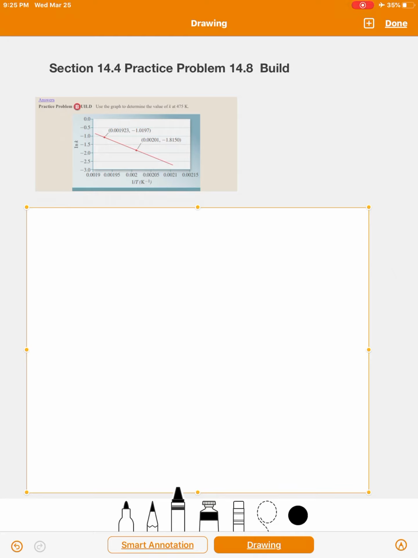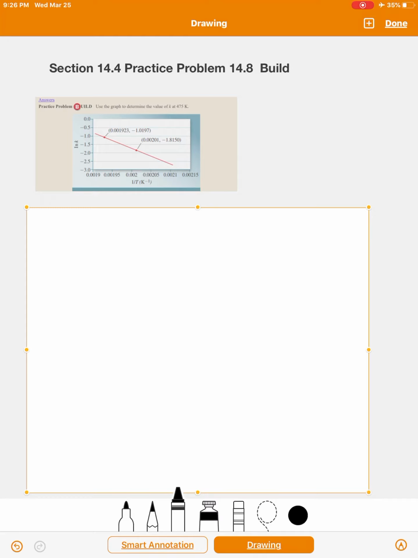Now, in order to solve this problem, what you do is take a look at what the graph shows. This is an Arrhenius plot. It says the natural log of the rate constant k. So that's lowercase k is the rate constant. Uppercase K is the Kelvin temperature. We're plotting that versus 1 divided by the temperature, which is expressed in reciprocal Kelvin, or 1 over Kelvin.